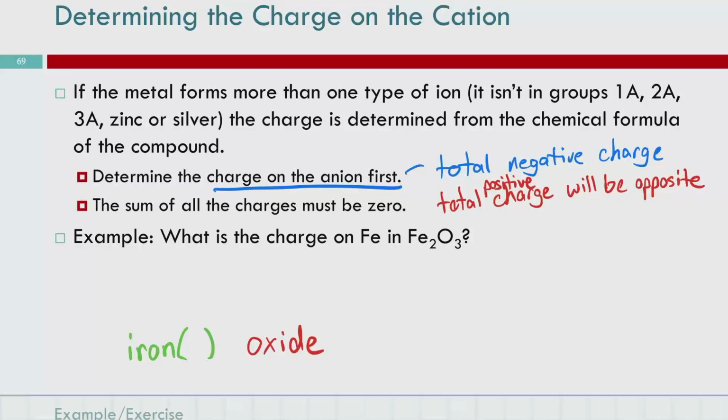So we have to figure out what's going in the parentheses. So we do a little bit of math. What charge does oxygen normally form when it's an ion? Yeah, it's in 6A, and so it's 2 spots over from the noble gases, so it's going to be a negative charge. So oxygen is going to be 2 negative. And we've got 3 of them.